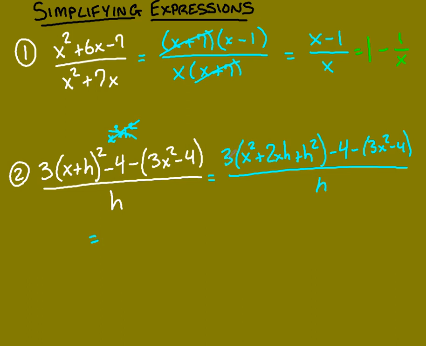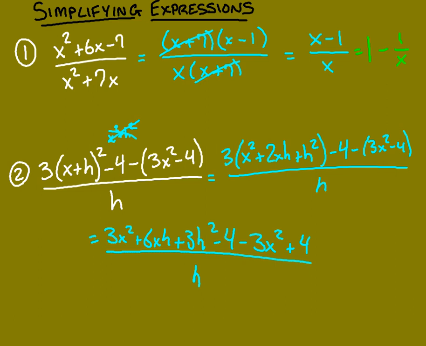So let's distribute this 3 through here and this negative through into the second set of parentheses to get rid of them. So it'll be 3x squared plus 6xh plus 3h squared. I have a minus 4. Let's distribute this negative through, so it'll be a minus 3x squared and now a plus 4. Again, all over h.